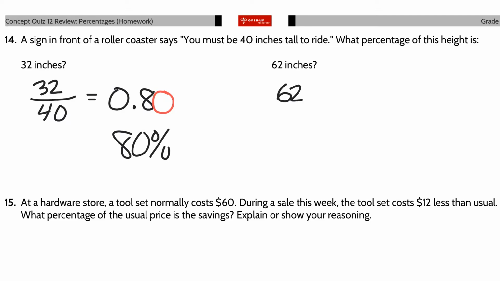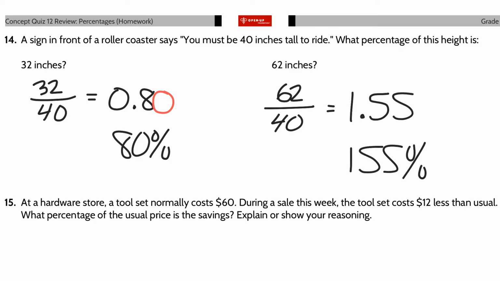Now, what is 62 out of 40? If we take 62 and divide by 40, we get 1.55, which is 155%. And I am starting to assume now that we're getting better at moving this decimal point over 2 times to the right here to go from decimal to percent.